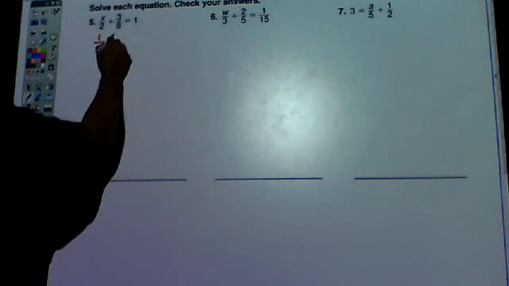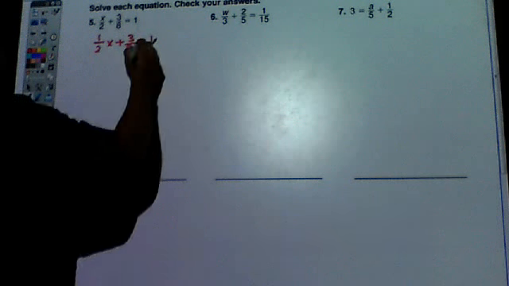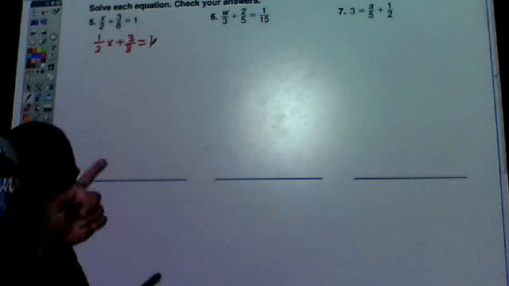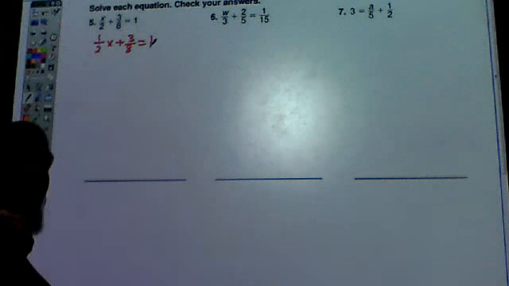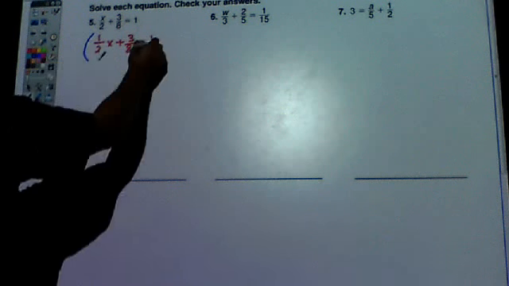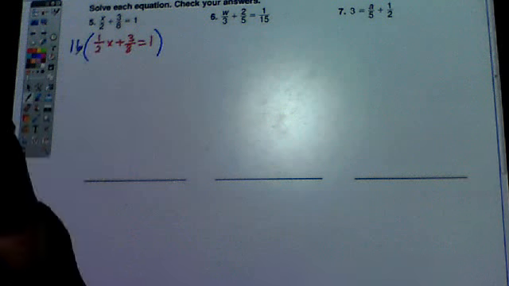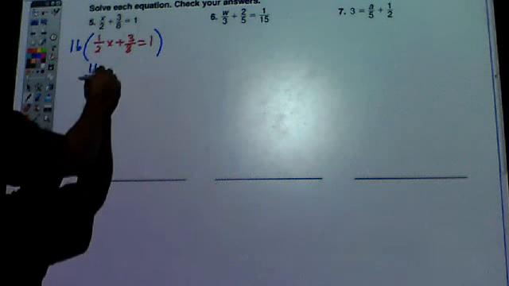1/2 x plus 3/8 equals 1. Now I need to think, what is the lowest common denominator between 2, 8, and 1? And I see the lowest common denominator is 16. So I'm going to multiply by 16. This becomes 16 over 2x.